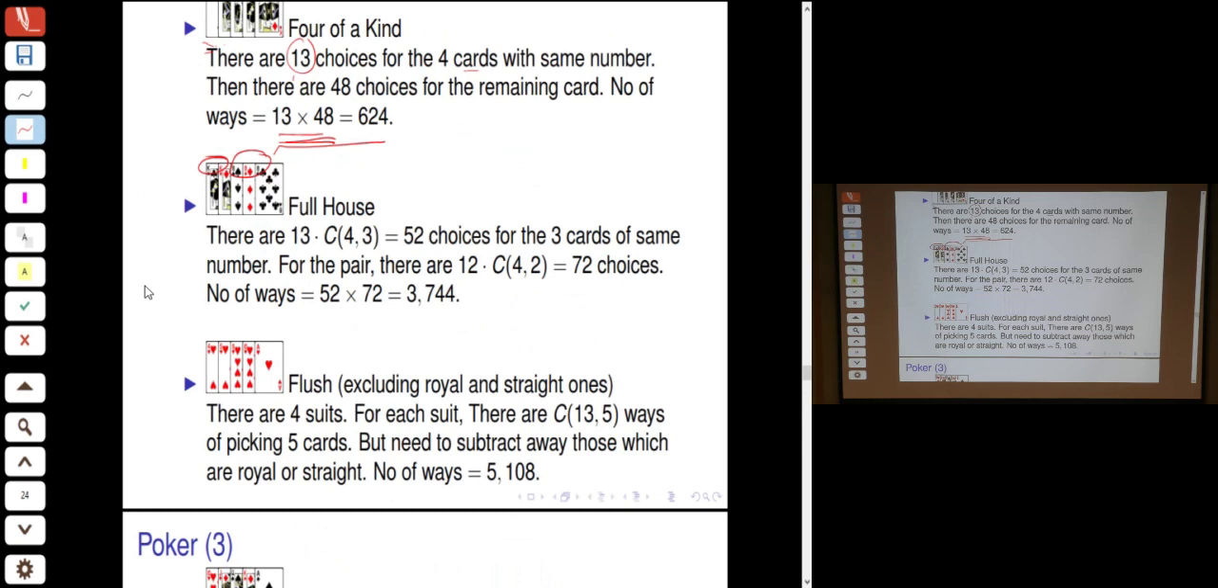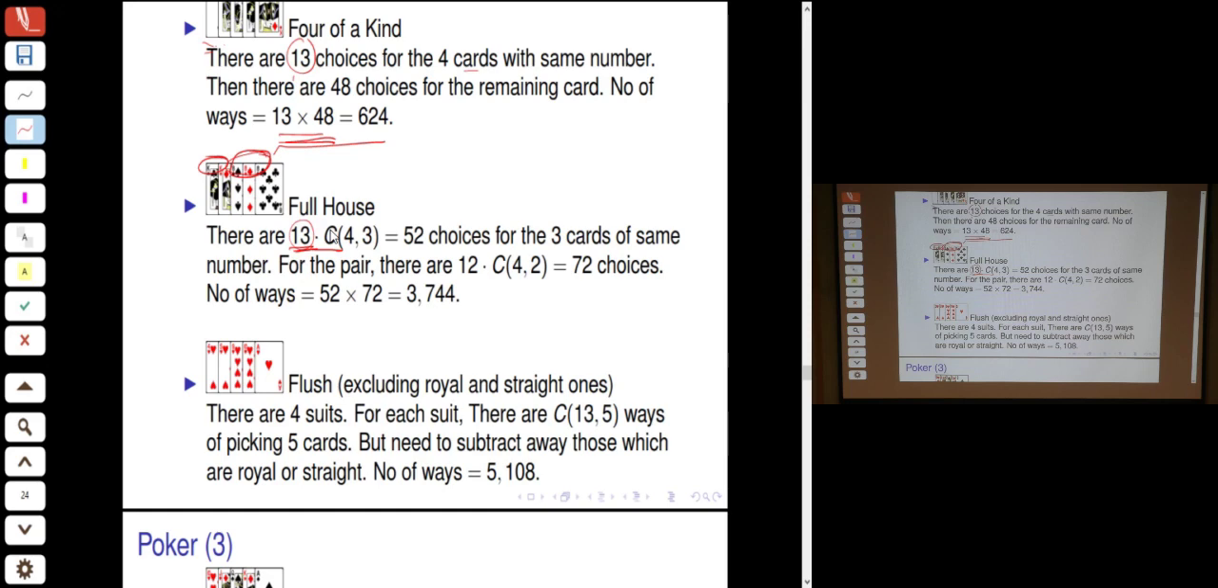How do you choose 3 cards of the same number? So again, first you have to choose the number. The common number of the 3 cards, you can choose any of the 13 available numbers, from 2 up to 10 and Jack, Queen, King and Ace. So this you can choose in 13 ways.